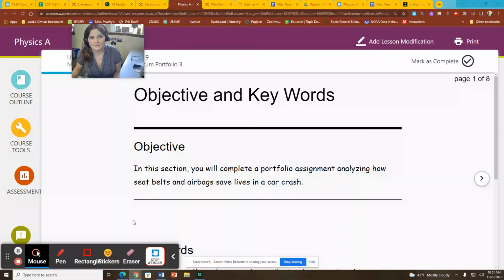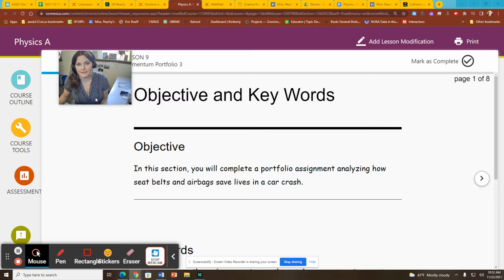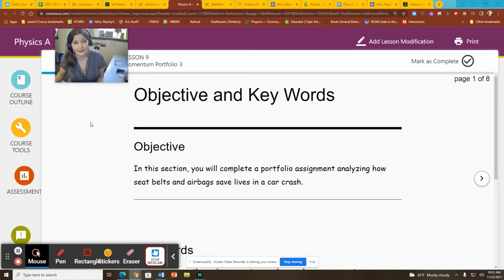Hello, everybody. This is Miss Peachy from your WCA physics class, and we are looking at Unit 6, Lesson 9, Momentum Portfolio today. So you guys have a replacement portfolio for what is in the lesson for this one.